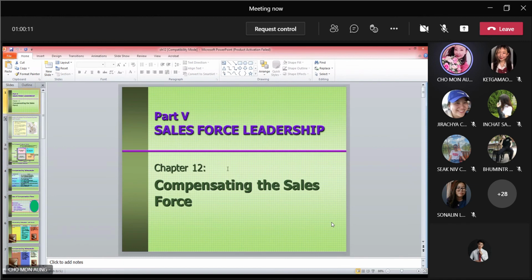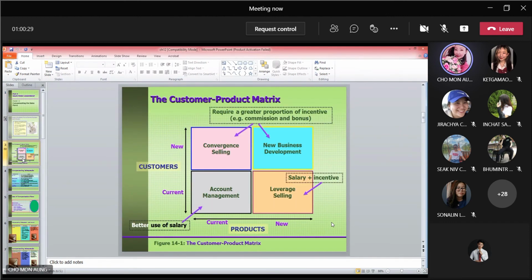Chapter 12 is about compensating salespeople. That is like considering how we will pay them. What are the expenses we will have when we hire them? Okay, so of course, salary, bonus, commission, and other expenses. When we look at this figure, this is a customer product metrics that you studied before the midterm part. I think at least you studied it twice already. Okay, so that's your review.